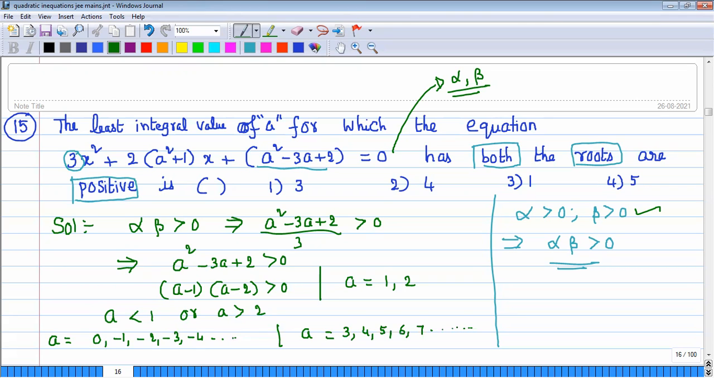So actually, what is the least integral value here? 0 is not an integral value here. Least integral value 0 will be 3. How could you see 3? We are not asked for positive here, only integral value of a. Of all the values, what will be the least value? We cannot say. The least value will be negative infinity. Is it enough?